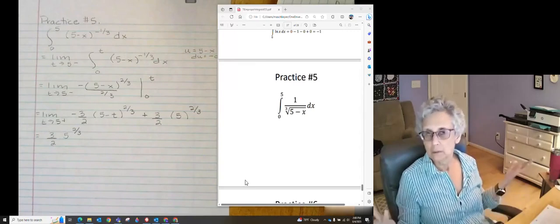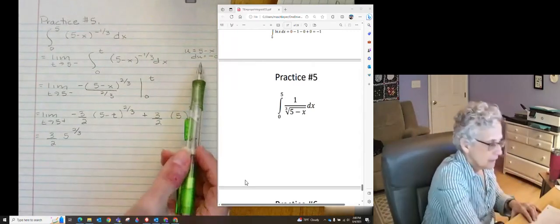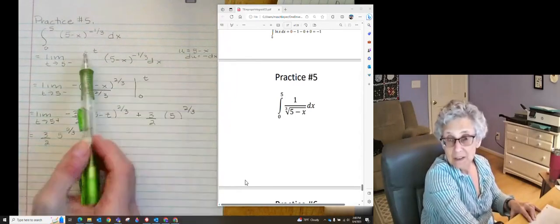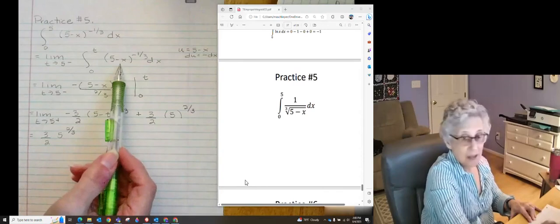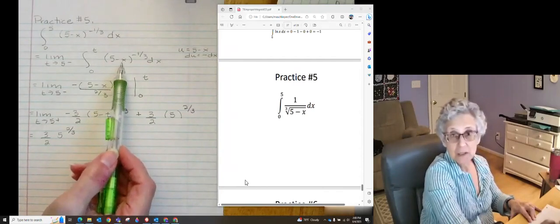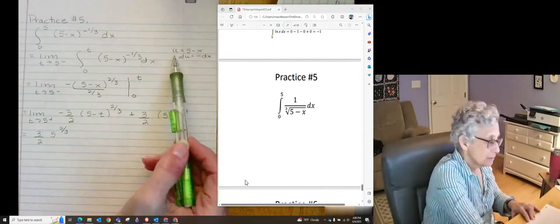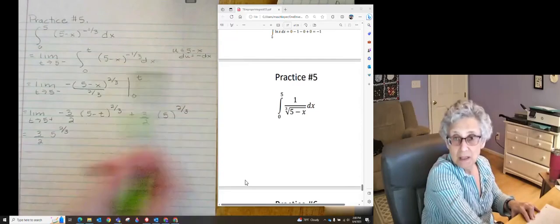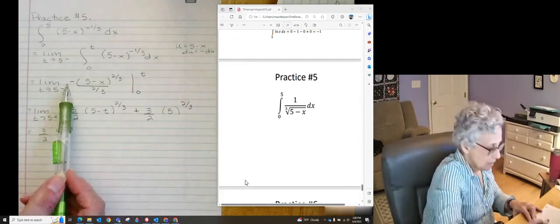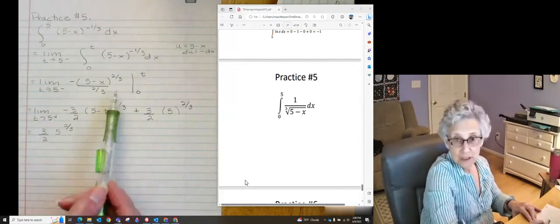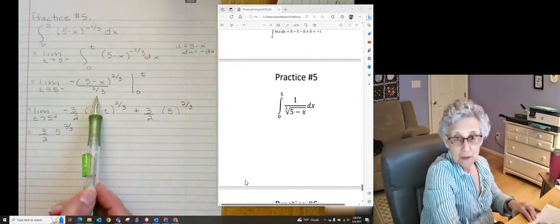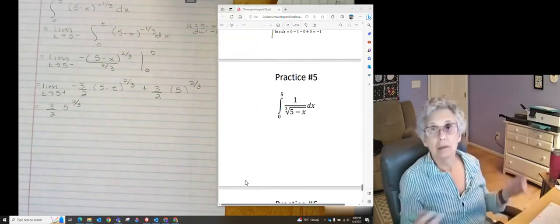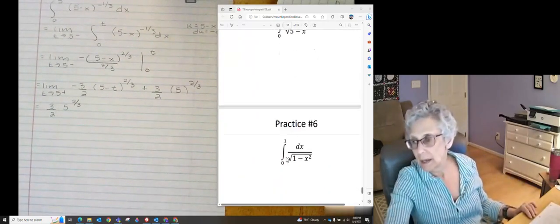How'd it go? So initially I forgot about my minus sign here. It's really easy to add 1 to the exponent and divide by the new exponent. But don't forget, if u is equal to 5 minus x, then du is minus dx. So I put a minus sign in front here, add 1 to the exponent, divide by the new exponent, and it becomes a plug and chug. Not bad.